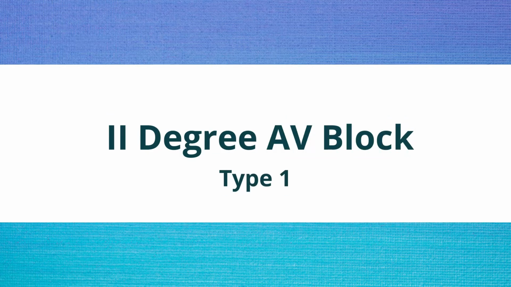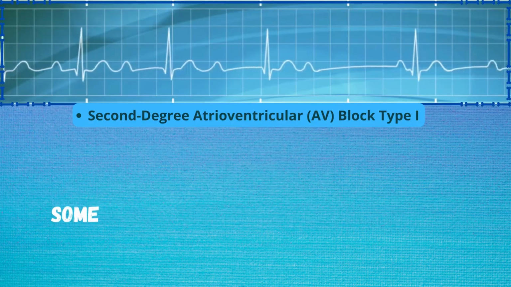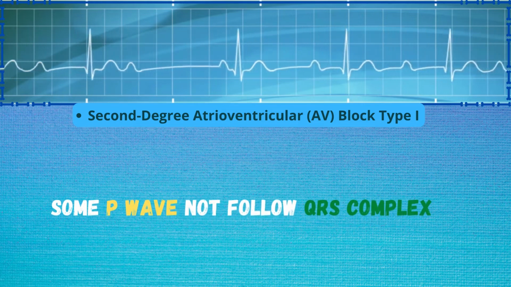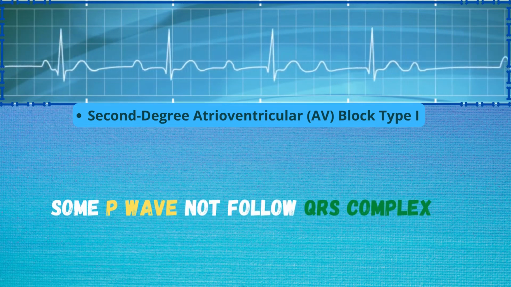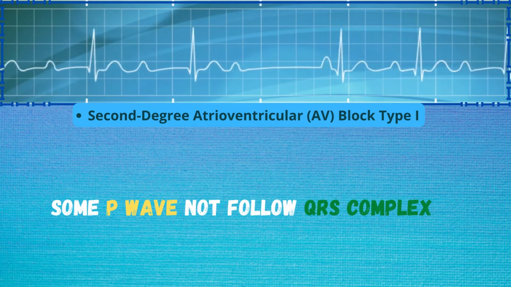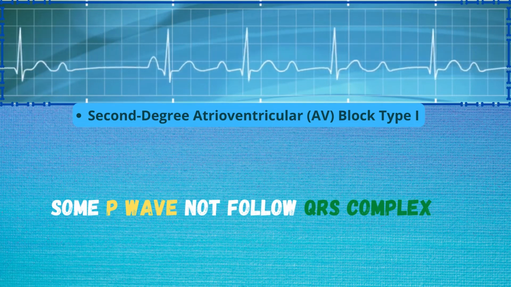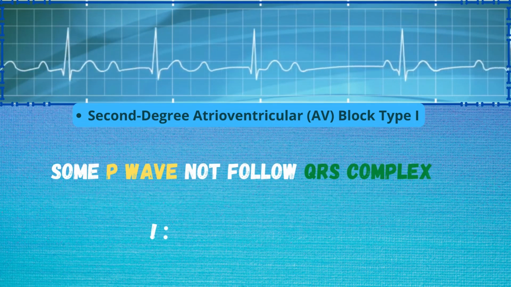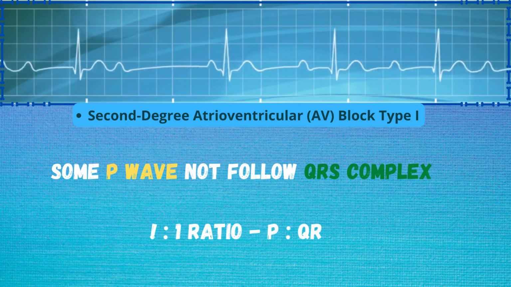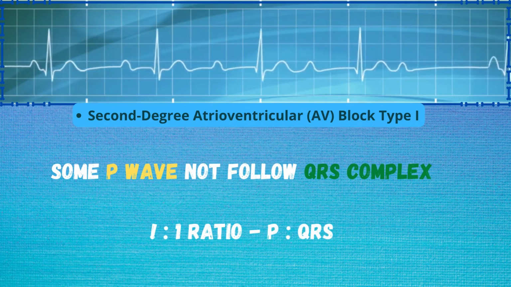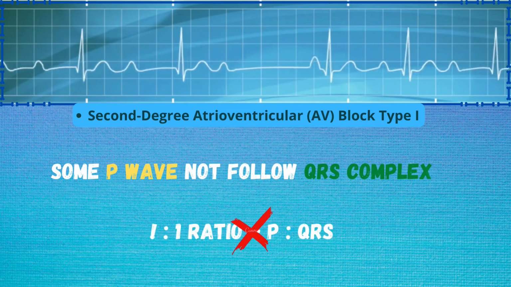In second-degree atrioventricular nodal block, also known as Wenckebach block or Mobitz type I AV block, varying failure of conduction through the AV node occurs, such that some P waves may not be followed by a QRS complex. Unlike first-degree AV nodal block, a 1:1 P wave to QRS complex ratio is not maintained.